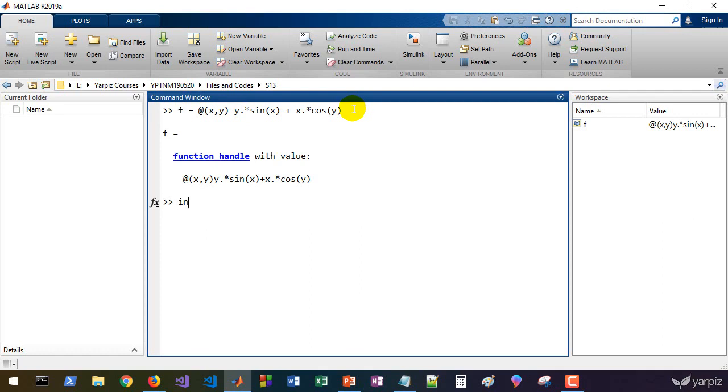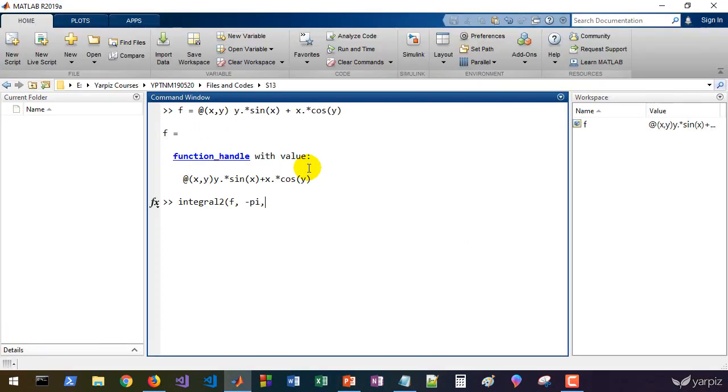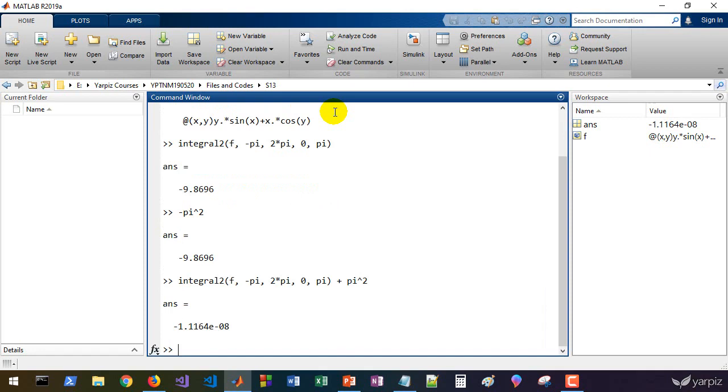And now let's call integral2 of f, and the lower bound and upper bound for x are minus pi and 2 times pi, and 0 and pi for y, and let's call it, and we get minus 9.8696. If we calculate minus pi squared, we have almost the same value, and if you, for example, add pi squared to this, you'll get a value very close to 0.